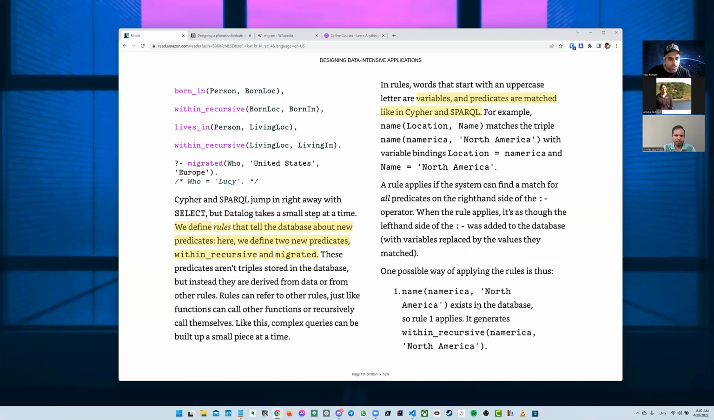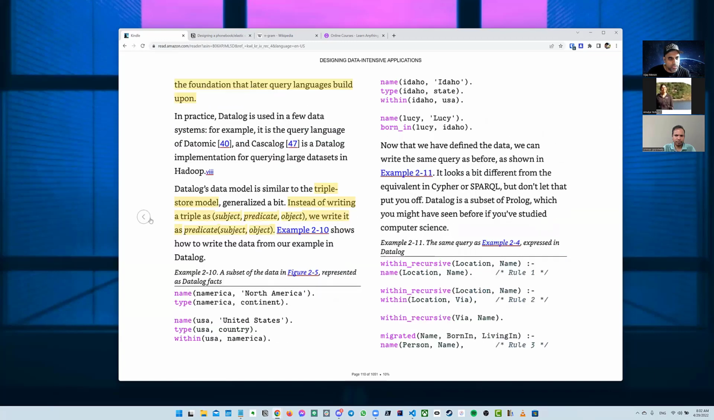And so let's just look at the business rules one more time, right? Here we're saying that instead of writing a triple as subject, predicate, object, we write it as predicate, subject, object. And so this is how to write the data from our example in DataLog, right? So I'm just trying to see, yeah, I think this is what they're trying to do. But that's just the difference in syntax, right?